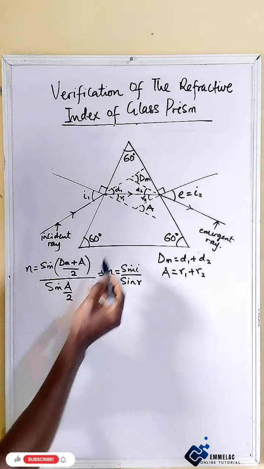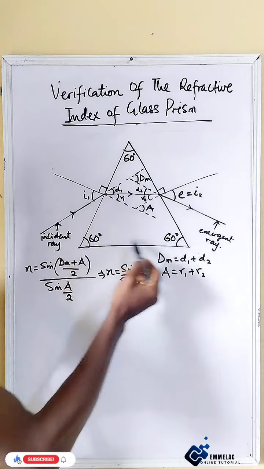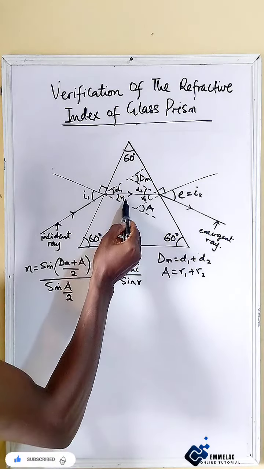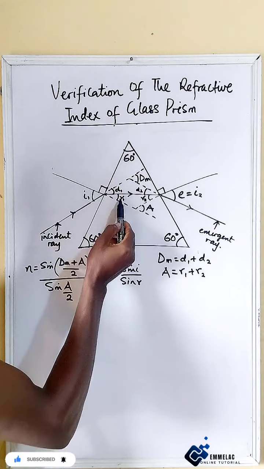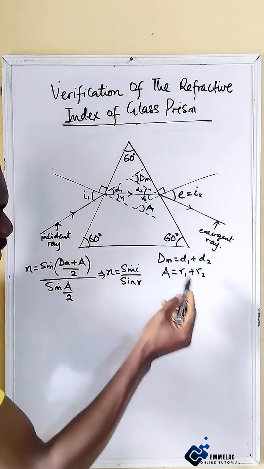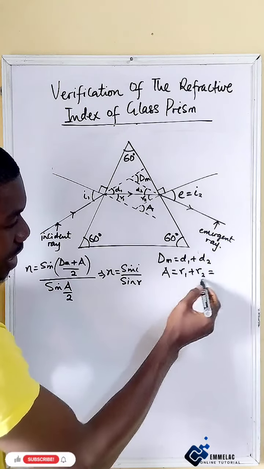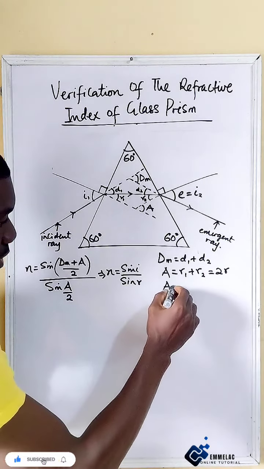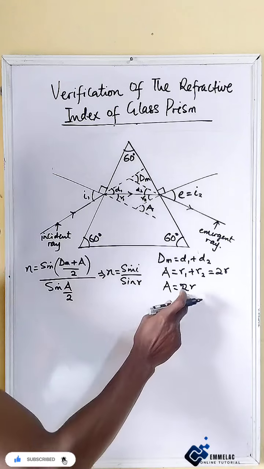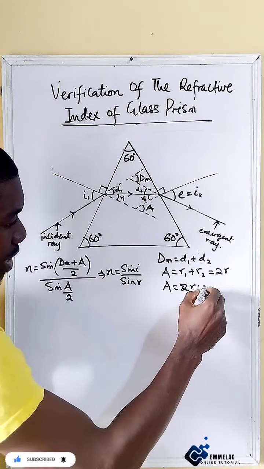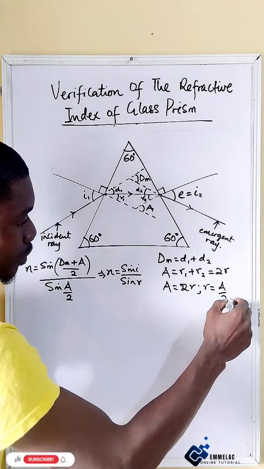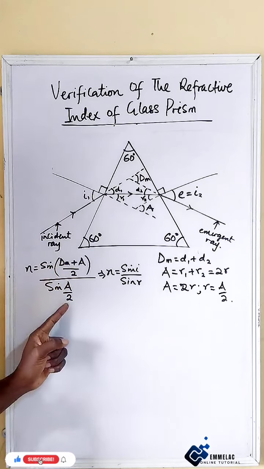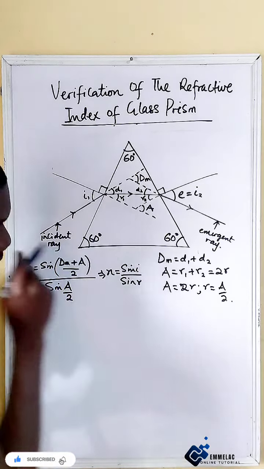Now, because this is an equilateral triangle, it implies that the refracted angles r1 and r2 will be the same. So since they are the same, you have 2r. So we can see here that A equals 2r, and making r the subject of the formula, we end up having r equals A all over 2. So we've gotten the expression for r. Now let us go for i.